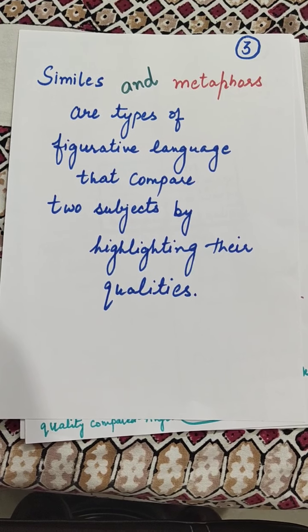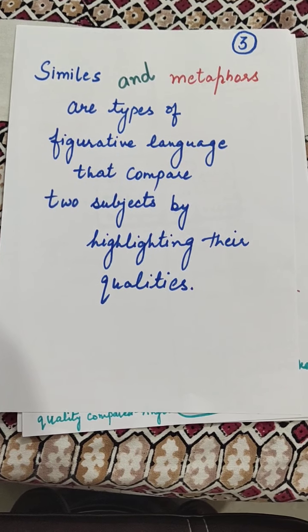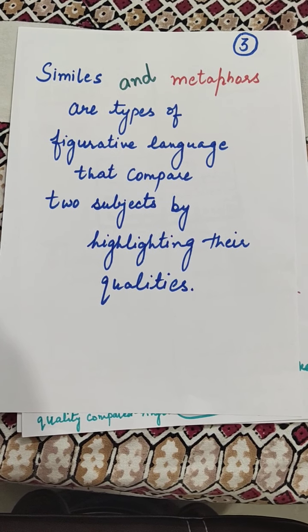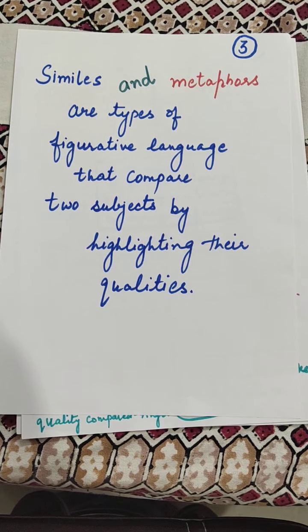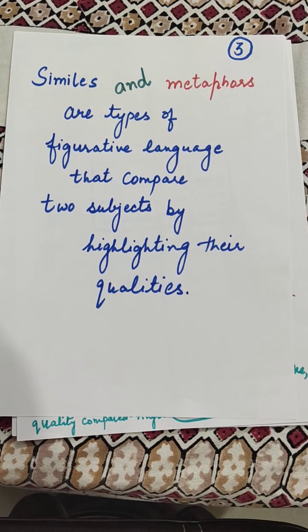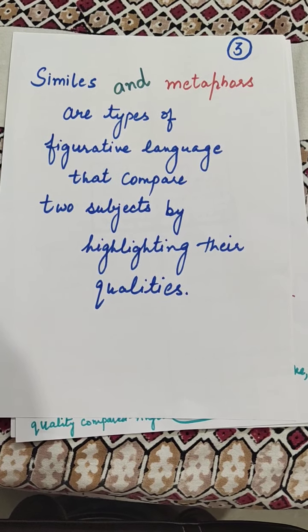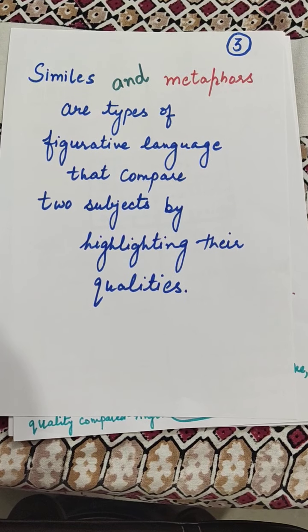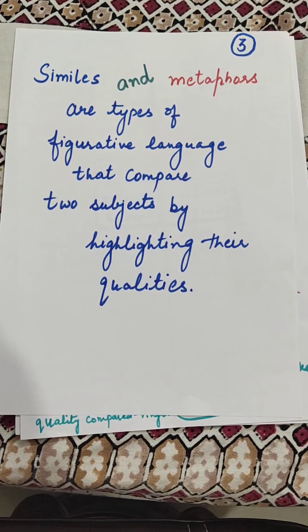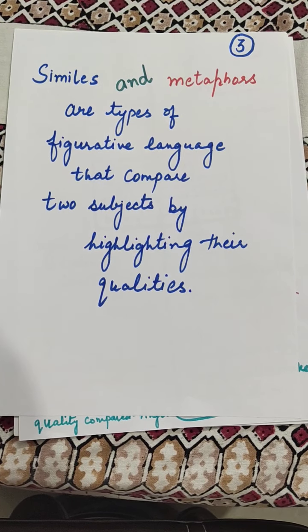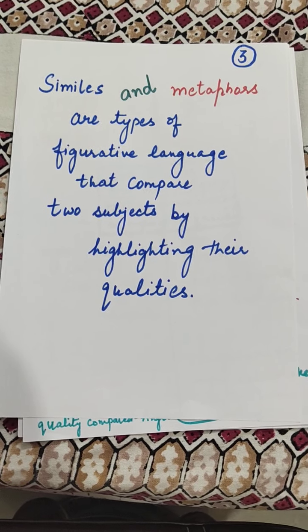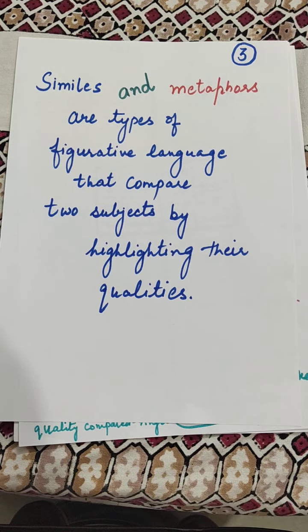Secondly, you can see that they compare two subjects. So the second quality is the quality of comparison, which is there in both the similes and metaphors. Number 3, by highlighting their qualities. So these are the three things you are going to find common in both simile and metaphor. 1, they are figurative in nature. Number 2, they are comparison tools. Number 3, they are used for highlighting certain qualities.